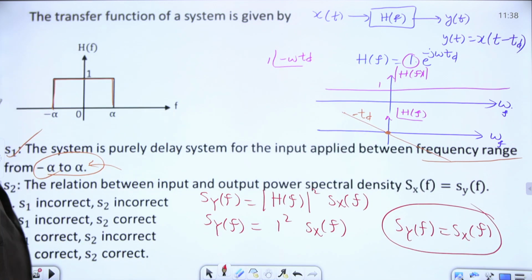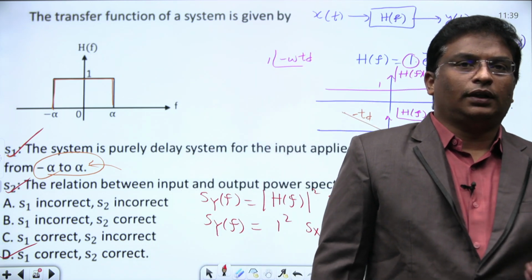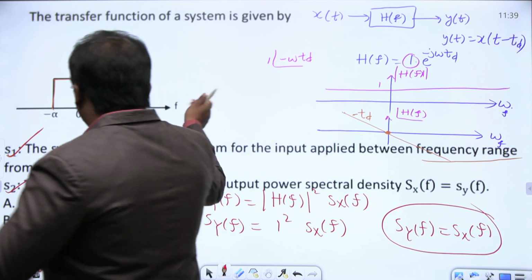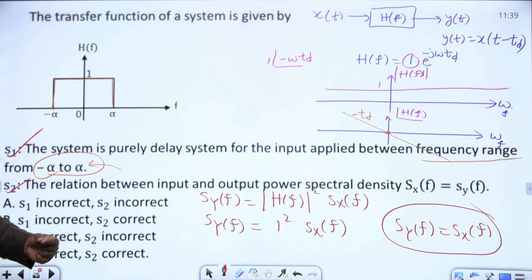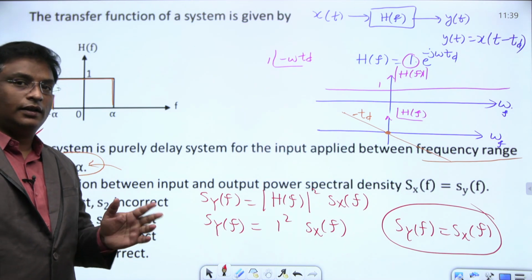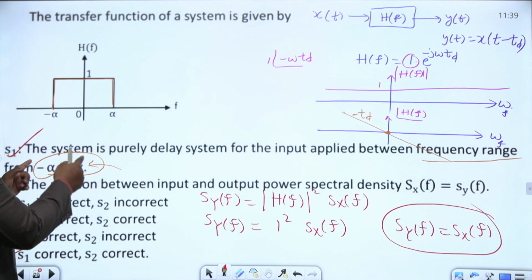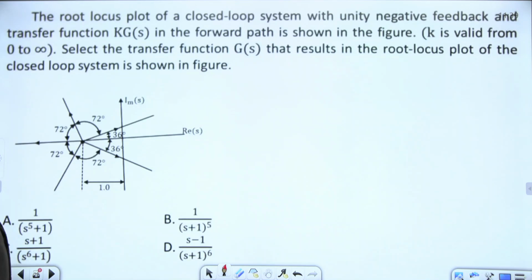For this delayed system, therefore the relation between input and output, both the statements are correct here. S1 is correct, S2 is also correct. Option D is the correct answer for this question. Clear everyone? This is also a question from signals and systems. Simple thing: they have given a delayed system. For this delayed system, in option A, they asked only between the range. If they had not mentioned the range, that would be wrong. Since they mentioned the range between minus alpha to alpha, it's the right answer. Both the statements are correct.